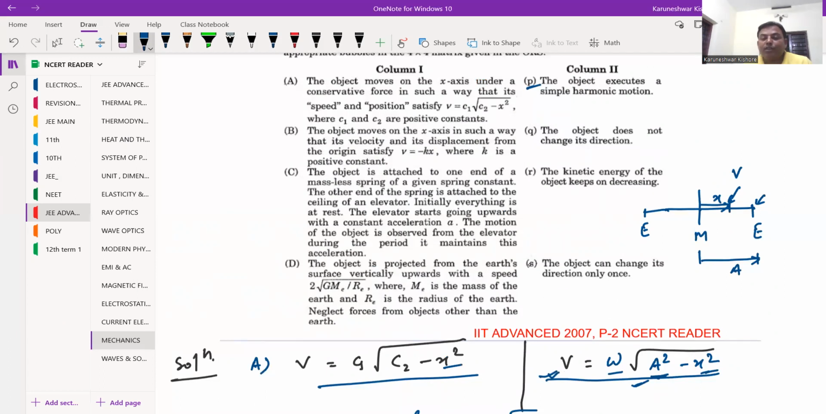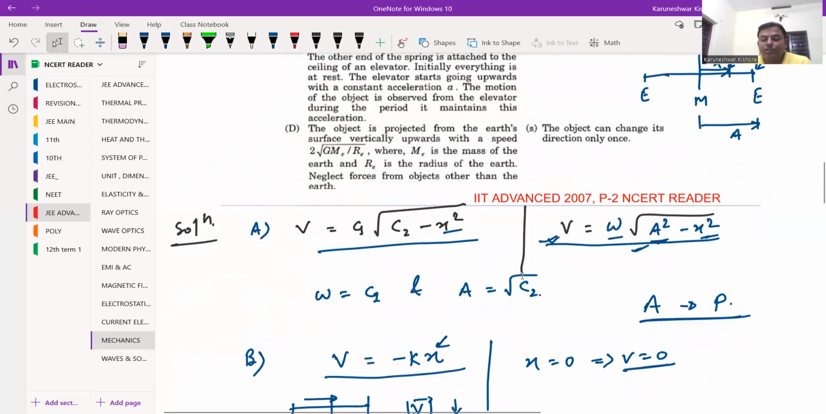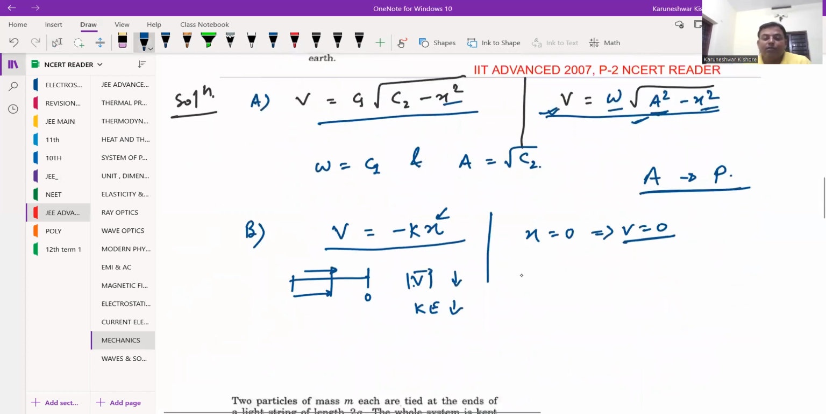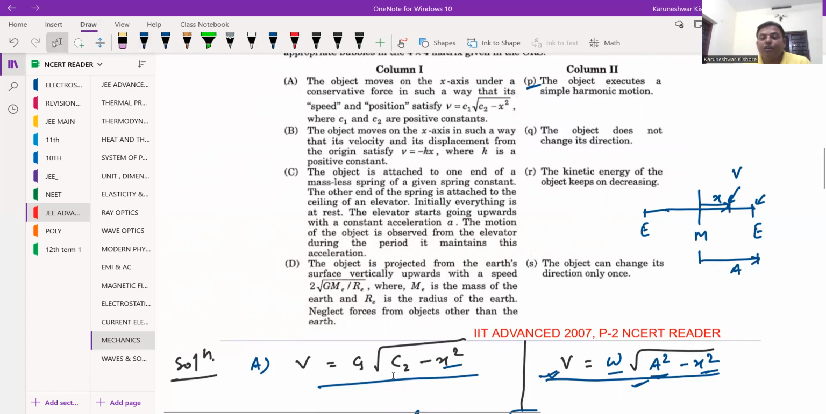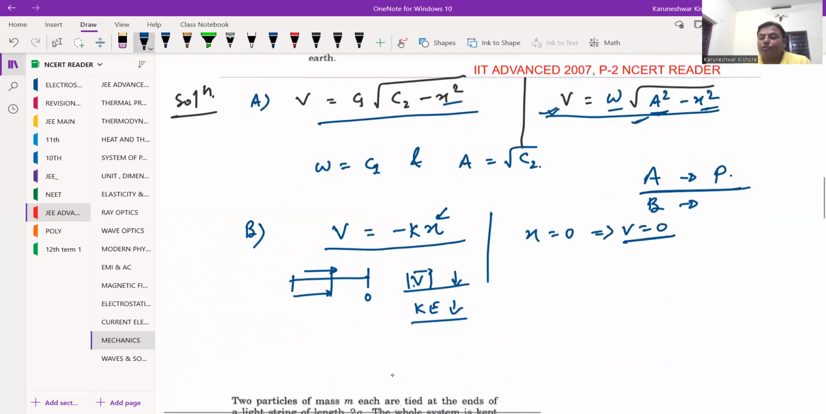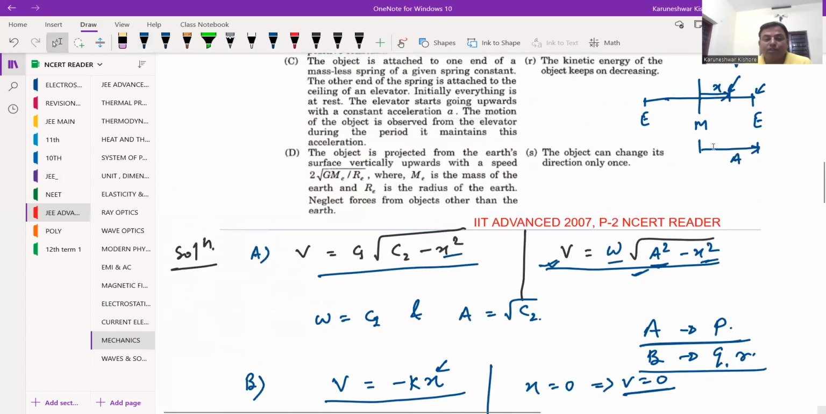Then the next option, the kinetic energy of the object keeps on decreasing. We have already seen that if x is getting decreased, the speed will decrease, due to which the kinetic energy will decrease. So for B, we have two options matching: one is Q and another is R. So for B, we have Q and R. Next, we have the C option. Let's see what is given in the C option.